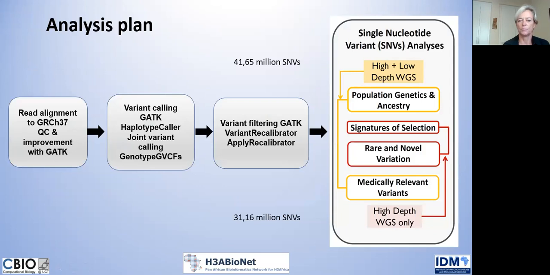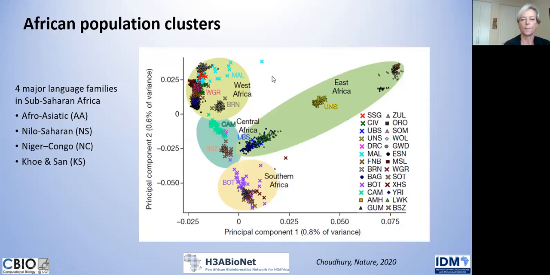And then there were several different groups. So the big analysis groups split into teams, some looking at population diversity and ancestry, signatures of selection, rare and novel variation, and then medically relevant variants. So some used only the high coverage data, which was about 31 million SNPs, and some used both the high and medium coverage data, which was about 41 million SNPs. So just a quick view of the data.